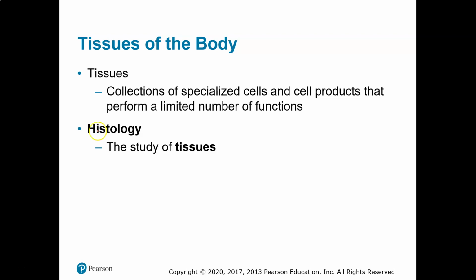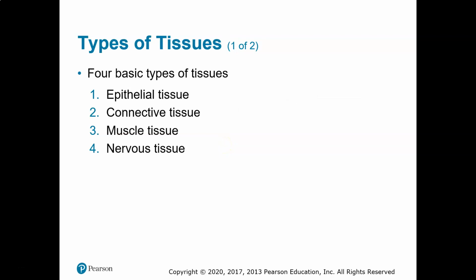Histology is the study of tissues. So tissues are collections of cells. Histology is the study of tissues. And in this chapter, we're going to learn the 4 basic types of tissues, but we will focus primarily on the first 2 types: epithelial tissue, connective tissue, muscle tissue, and nervous tissue.